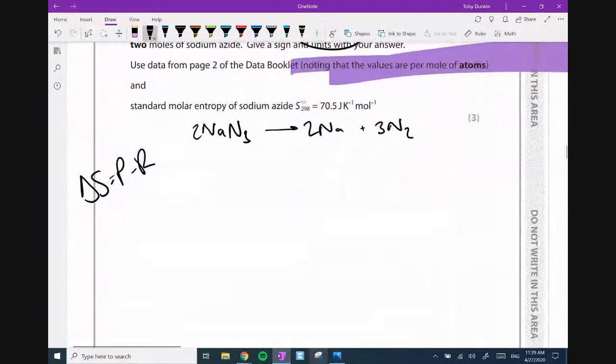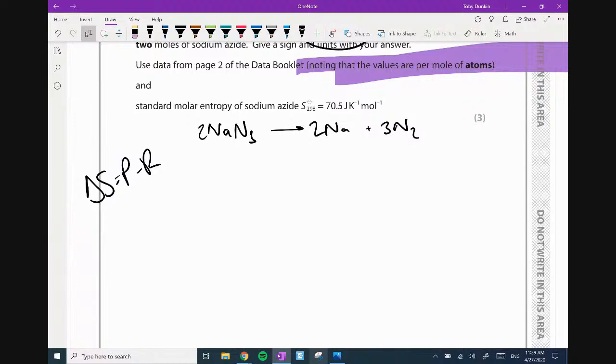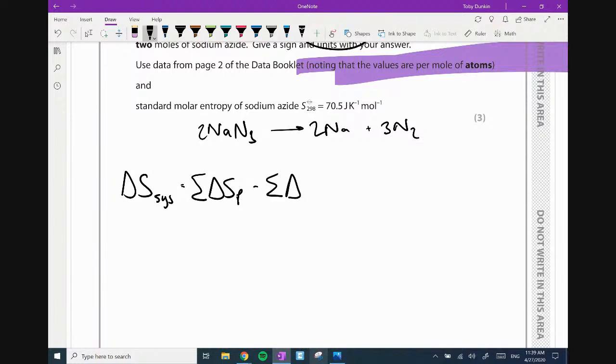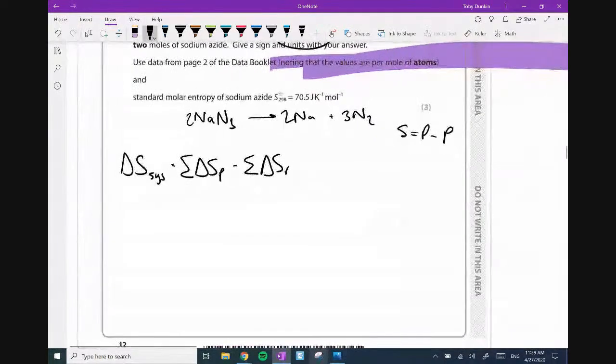Just to let you know, by the way, for lots of exam boards, the mark would actually be for writing out delta S system equals the sum of the delta S products minus the sum of delta S reactants. Whenever I just write products minus reactants, that will lose you a mark. It's not clear enough. You have to do this whole sum of malarkey. So, okay, let's divide it in 2.